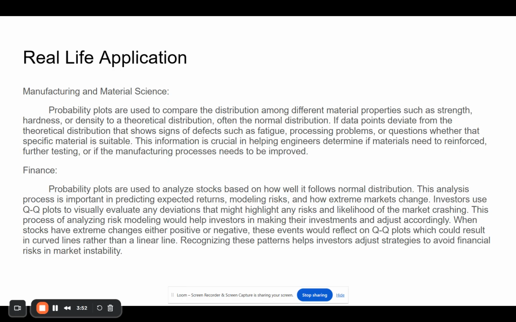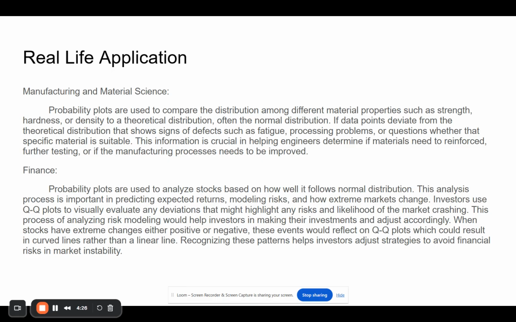And if the data curves away from the straight line, this could indicate outliers, which relate to inconsistent processing or maybe structural defects. And this is useful to know because it helps determine whether a material should be reinforced, maybe switched with a different material, or whether the production method needs to be improved. So QQ plots help ensure the materials meet requirements, which is important for safety and performance.